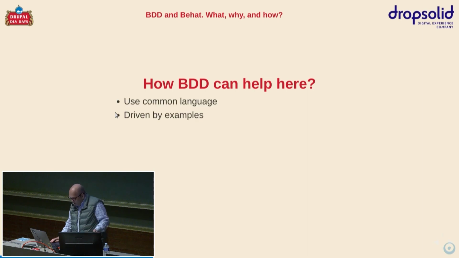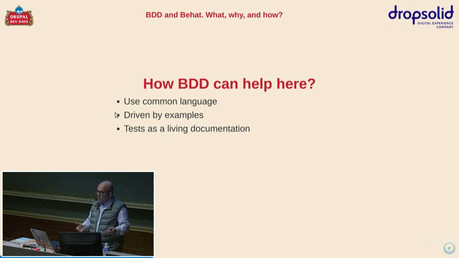So we use common language. We have examples of scenarios explained in feature files. We have tests also as living documentation. So if we have a change, we also have a set of tests, so we can see if the change that is going to be added to the system is a bug, or should we change the test, or should we add another test, or should we fix the implementation that breaks the test?